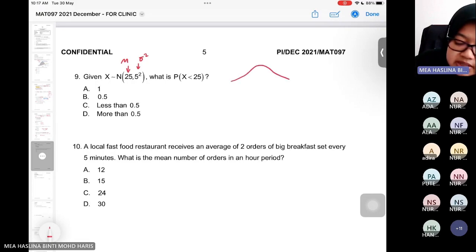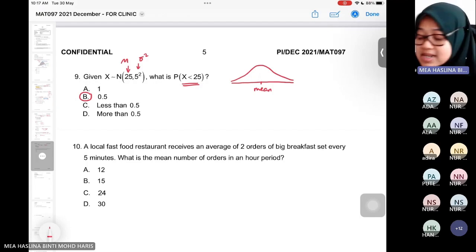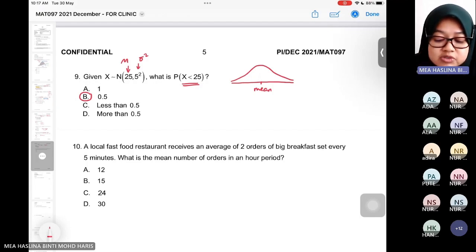that the normal bell-shaped curve has the mean in the middle. So the value when X is less than 25, the mean, will obviously be 0.5. Actually, whether it's less than or greater than 25, it will be 0.5.